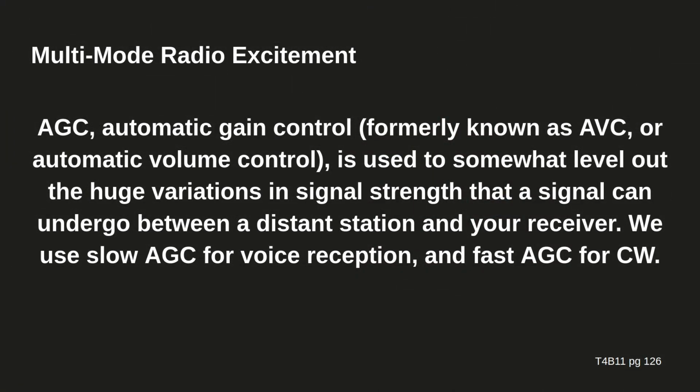AGC, which is automatic gain control, formerly known as AVC, or automatic volume control, is used to somewhat level out the huge variations in signal strength that a signal can undergo between a distant station and your receiver. We use a slow AGC for voice reception and a fast AGC for CW. CW is Morse code.